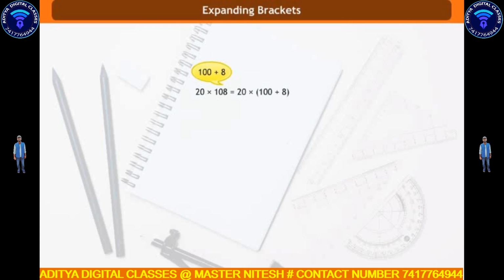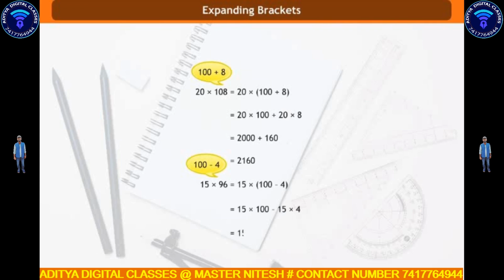Now by using the distributive law, we get 20 into 100 plus 20 into 8. So we get 2000 plus 160, or simply 2160. Similarly, for finding the product of 15 and 96, we write 96 as 100 minus 4. By using distributive law, we get the value of the expression as 1440.